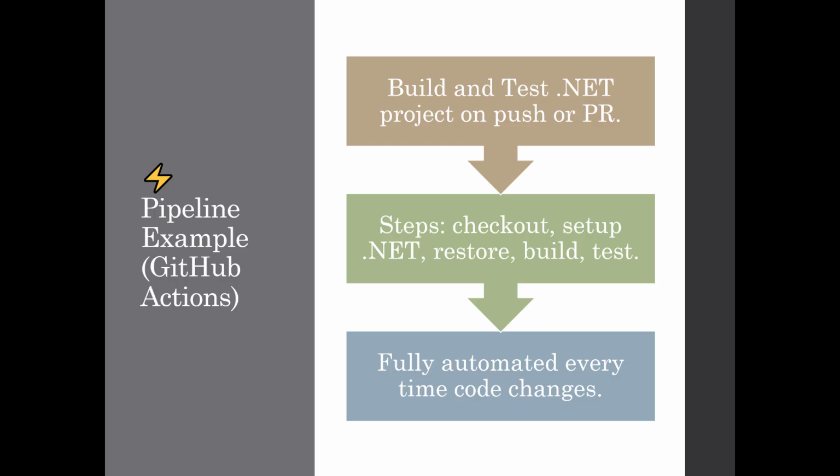So, our example pipeline with GitHub Actions, right? Looking at a real world example. We have this build and test .NET project. It's going to trigger either on push or on pull request, and that's when it runs. So anytime someone pushes up to a repo or we have that pull request action, our pipeline is going to kick off. It's going to do a build and run through some tests.